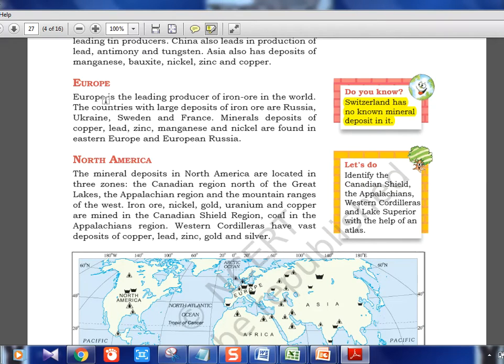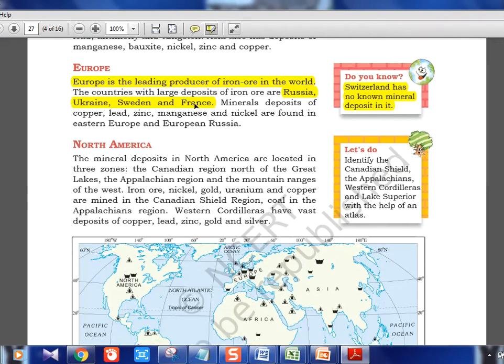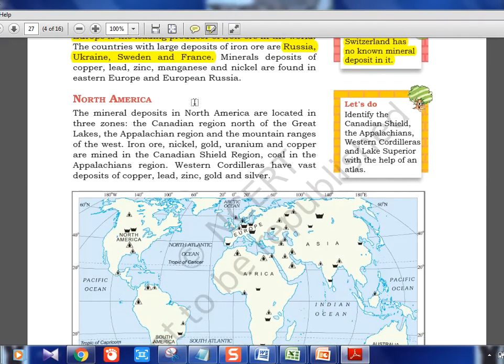Europe is the leading producer of iron ore in the world. These kinds of things you should know. You saw tin, it was Asia. Iron ore, it is Europe. The countries with large deposits of iron ore are Russia, Ukraine, Sweden. You needn't remember individually, but at least these big factors you should know holistically. Tin was more in Asia, iron ore was more in Europe. Again, a lot of minerals named.